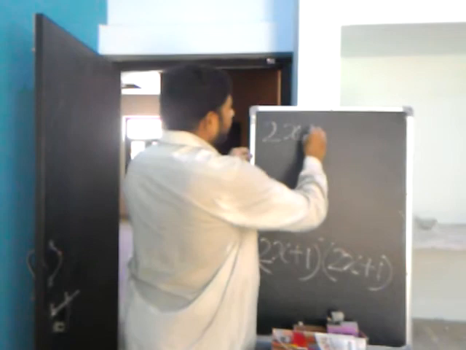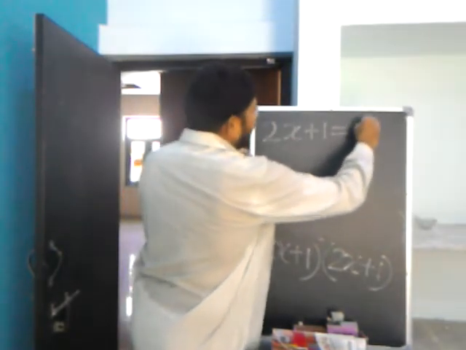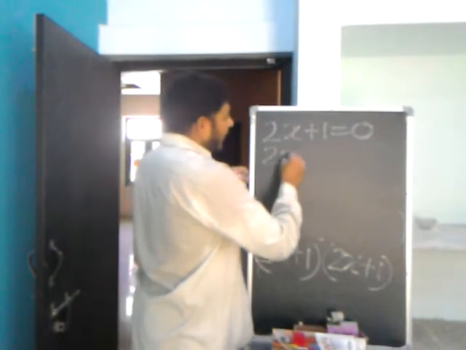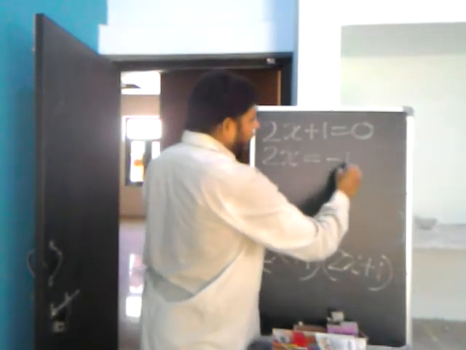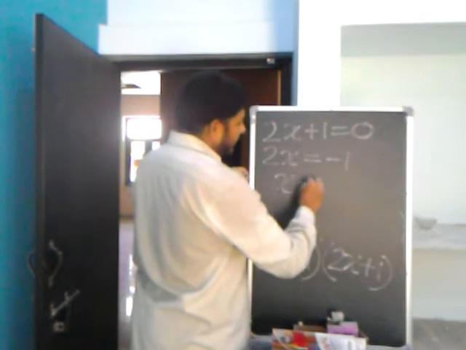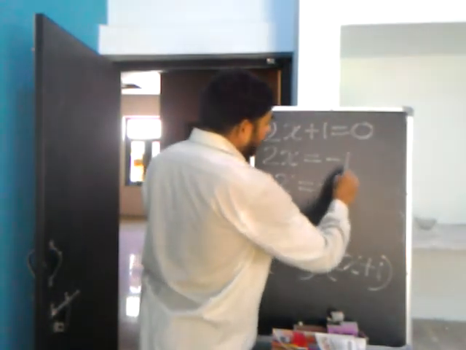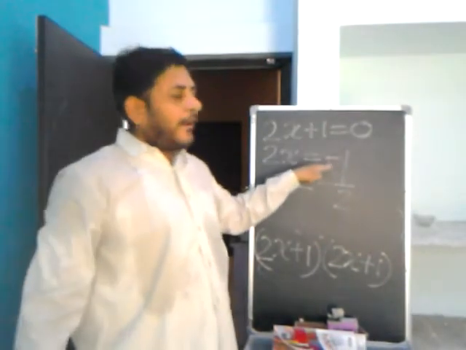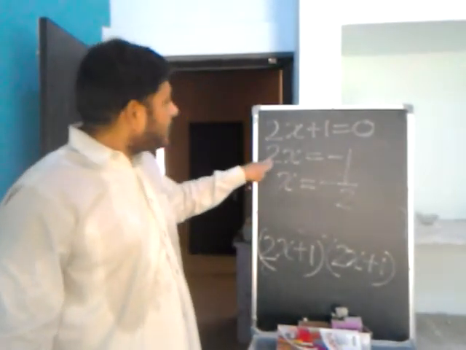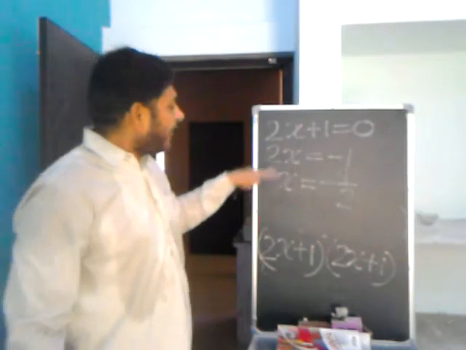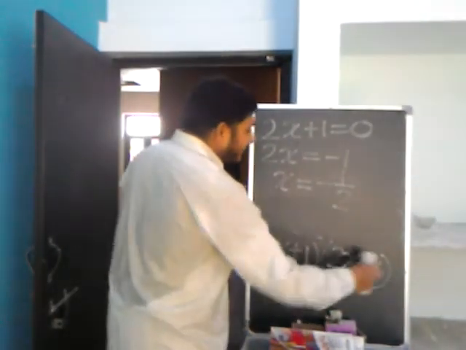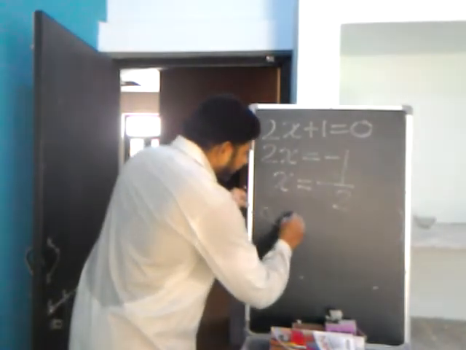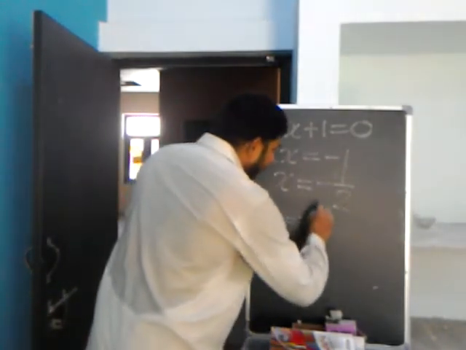x plus 1 equals 0, because I know all the factors are equal to 0. So 2x equals minus 1, or x equals minus 1 upon 2. This 1 went here and became minus 1. Then I divided by this here, because it was multiplying. So the first zero is alpha. Alpha is equal to minus 1 by 2.